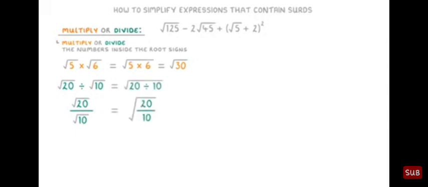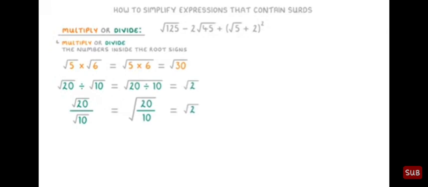The first is that when you multiply or divide surds, you just multiply or divide the numbers inside the root signs. For example, root 5 times root 6 is the same thing as root 5 times 6, so root 30. While root 20 divided by root 10, which could also be written as a fraction, is the same thing as the square root of 20 divided by 10, which is just root 2.